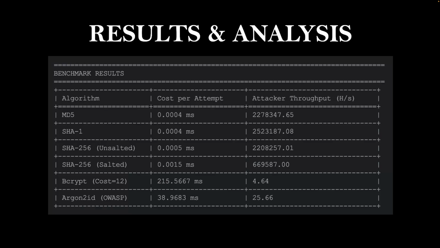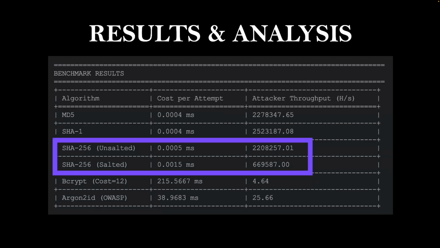Here's the output that we get from the script, where we can validate our theory. With MD5, our tool achieved nearly 2.3 million attempts per second. This means that an 8-character password could be cracked almost instantly. For SHA-256, we can see big differences between the salted and the unsalted versions, but we can also confirm that it is insufficient. While it slowed down the attack by roughly 4 times, it still allowed over 600,000 guesses per second, showing that salting, despite being effective at preventing rainbow table attacks, doesn't prevent brute force attacks.